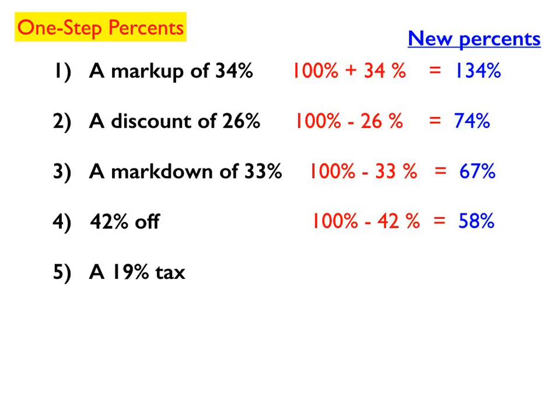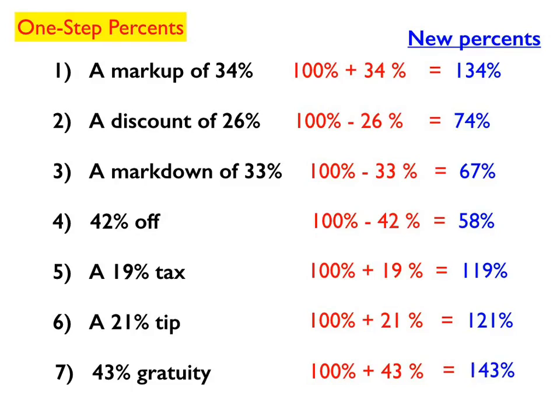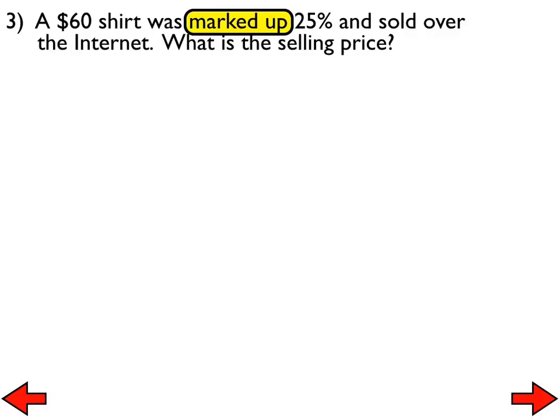Good. Number 5, a 19% tax. Tax is extra money you have to pay with the things that you buy. What would that be? Good. 119%. 21% tip. You have to pay tip on top of your bill. That would be 121%. And then last one, 43% gratuity. Remember, that's a fancy way of saying tip. What would that be, Alina? Great. 143%.